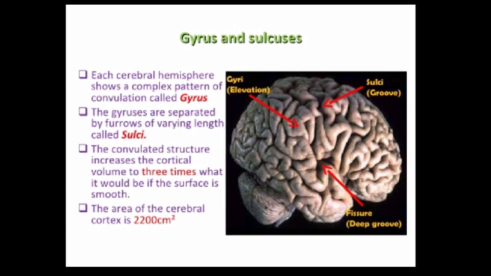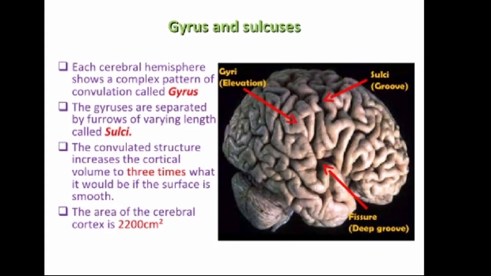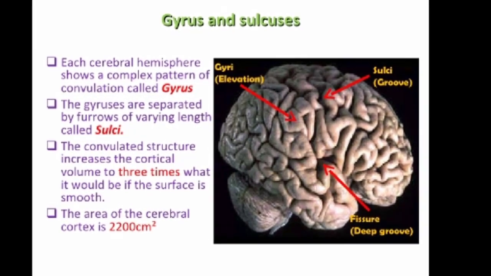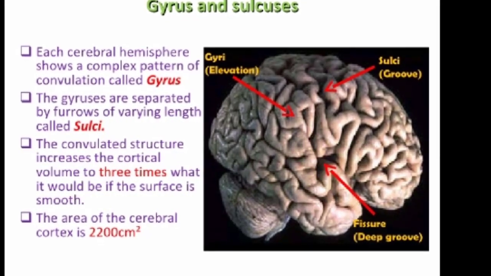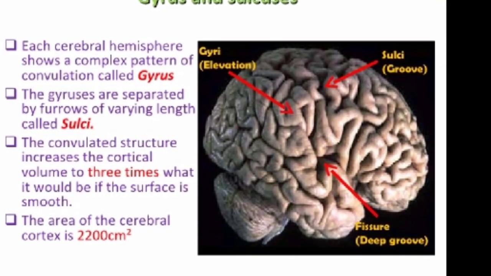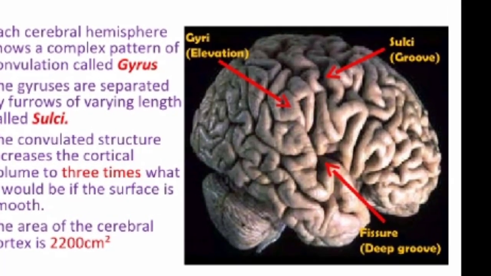Here you see how the superolateral surface of a cerebrum looks like. Each cerebral hemisphere shows a complex pattern of convolution called gyrus, and the gyri are separated by furrows of varying length called sulci. The convoluted structure increases the cortical volume to 3 times what it would be if the surface is smooth.